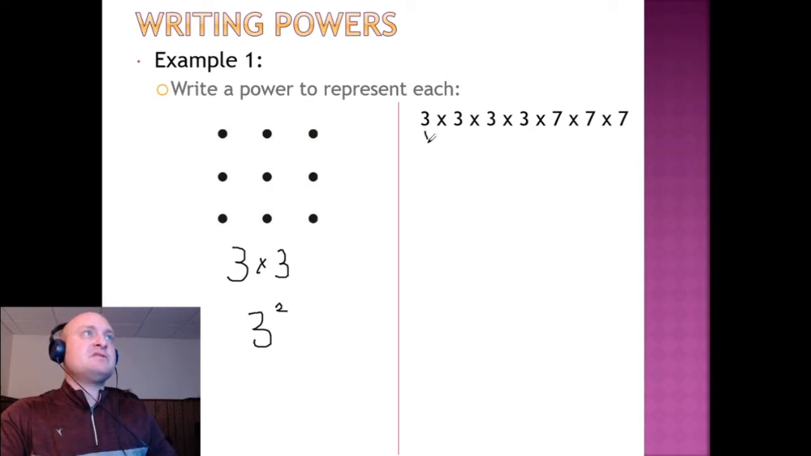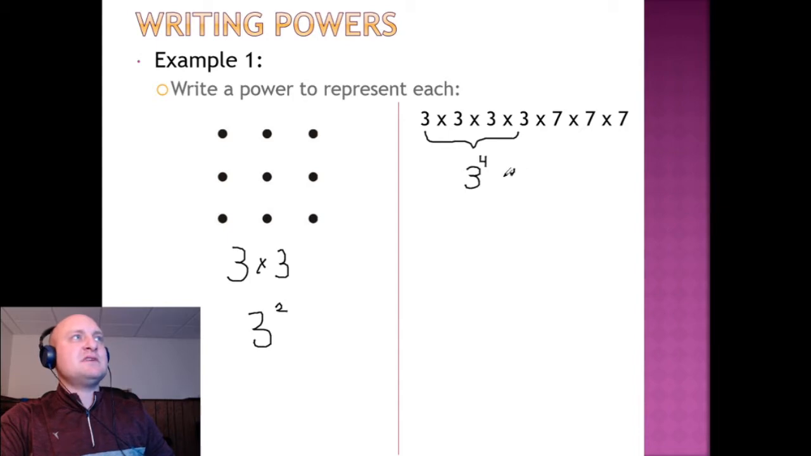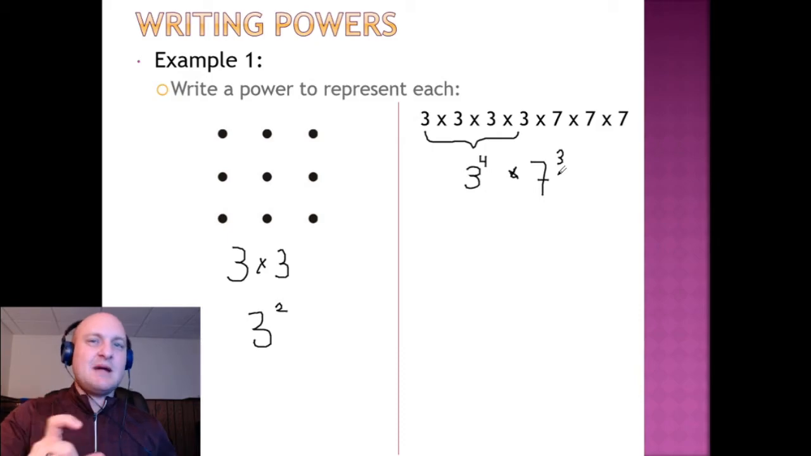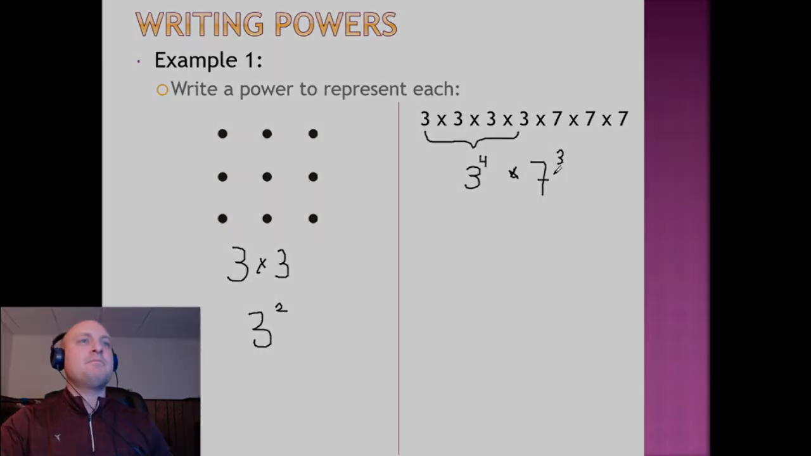Next, to simplify the powers over here, I have 3's, but there's 4 of them. So I'll have 3 to the 4th. And then I'll have 7 times 7 times 7. That's 3 7's. But I started with 7, and I'm multiplying them 3 times. Which number is small matters greatly. If I were to mix these up, they wouldn't be the same thing anymore.